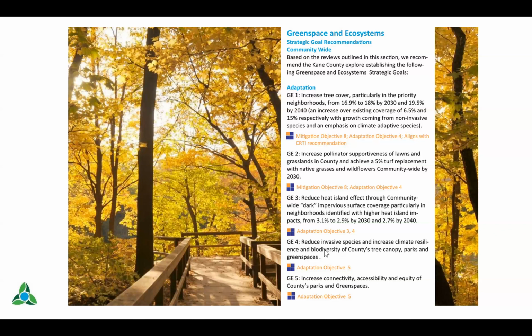Looking to reduce invasive species and increase climate resilience and biodiversity of our tree canopy, parks, and green spaces. And looking to increase the connectivity, accessibility, and equity of our parks and green spaces. And so by connectivity and accessibility, we can think of that both in terms of people, having it connect so that people can use these spaces and it's accessible to humans, and accessible from a disability perspective. So all things accessible.